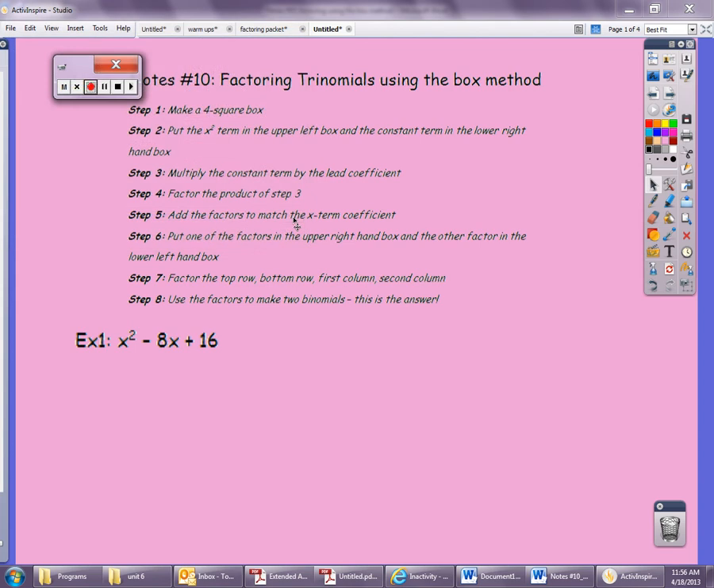Alright, notes number 10, factoring trinomials using the box method. 8 steps here. First step, it says to make a 4-square box. So the first thing we have to do is make a 4-square box. So we have a 4-square box.